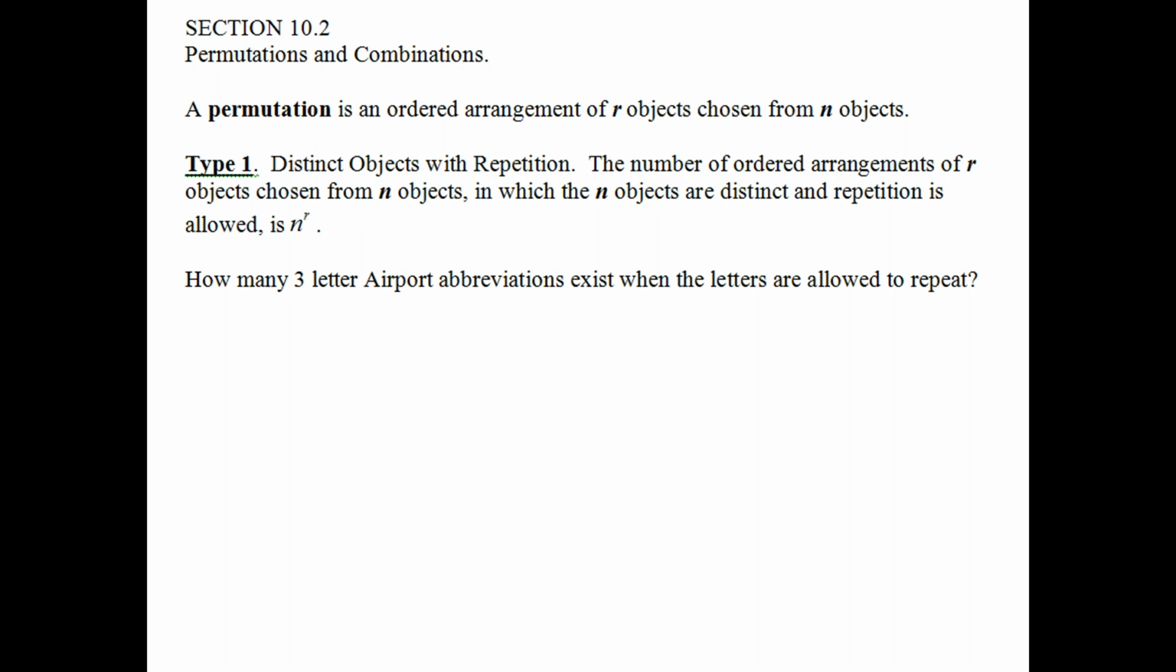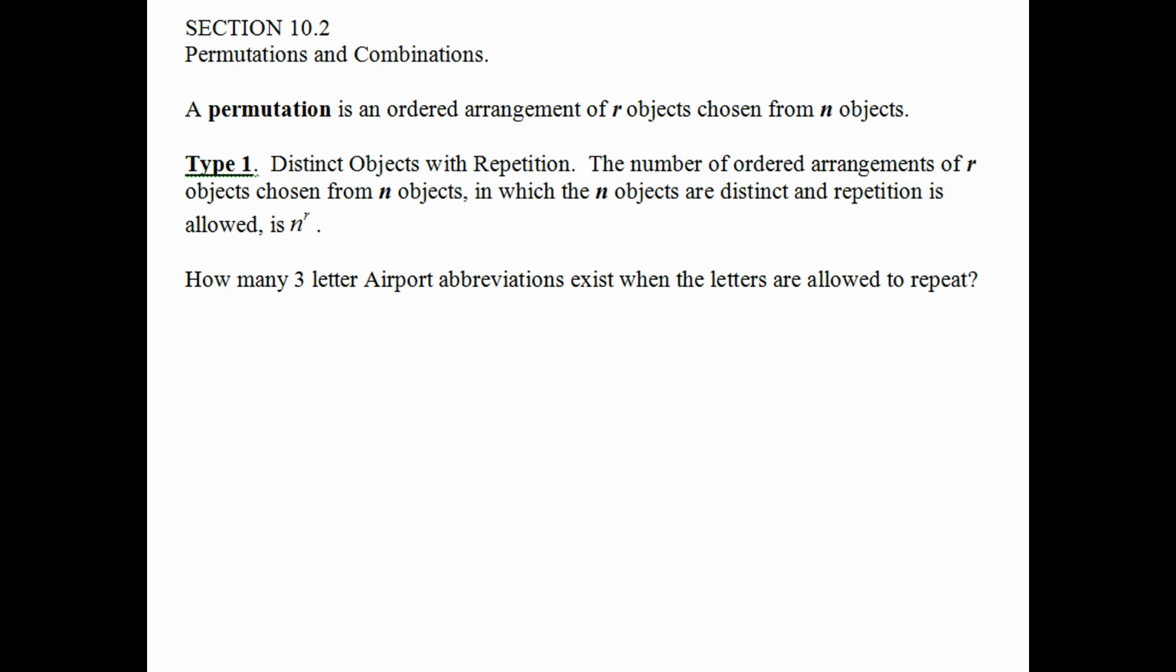So type 1 permutation, this is where our distinct objects can repeat, so repetition is allowed. So our number of ordered arrangements of R objects chosen from N objects in which the N objects are distinct and repetition is allowed is simply N to the R power.